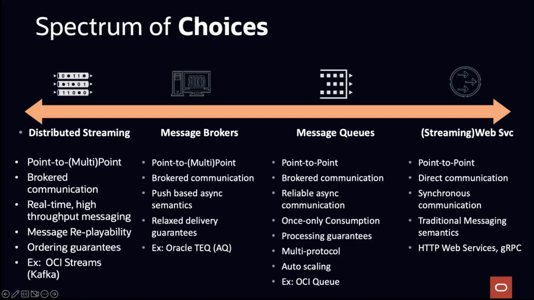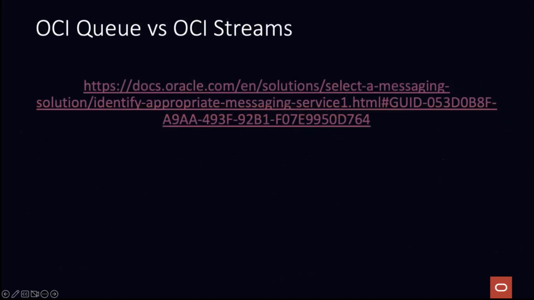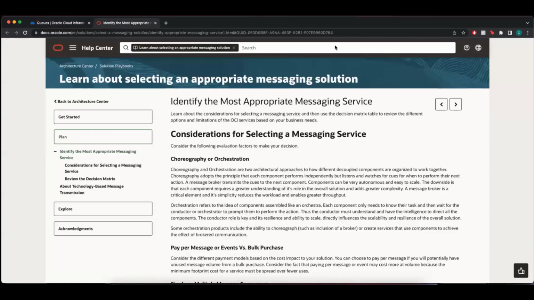So looking a little bit more into the difference between queues and OCI streams, I want to go ahead and direct your attention to the specific link, and I'll open this link up. So I have this link up, which actually gives you a simple identification of which messaging service to use using different considerations. I won't go through all the different considerations over here. So you can see there's orchestration, the payment, the bulk purchase methods.